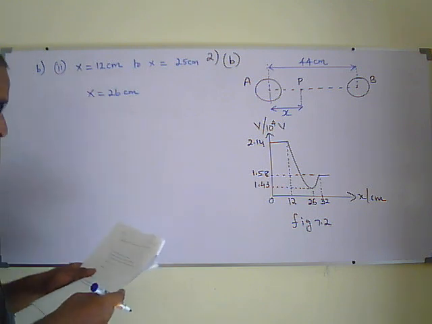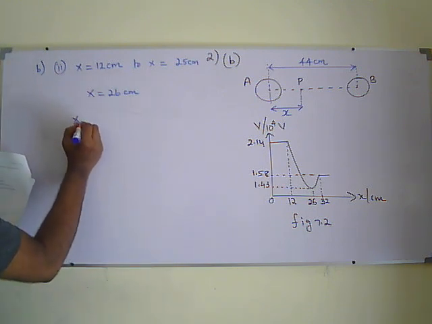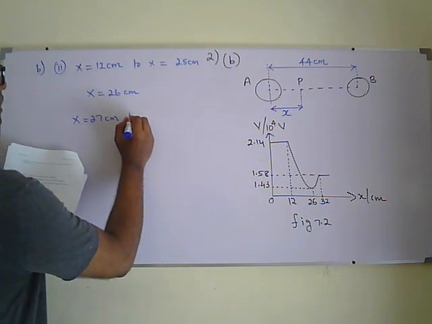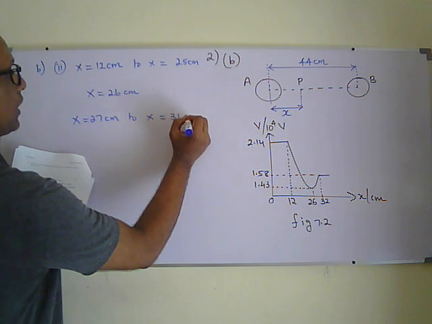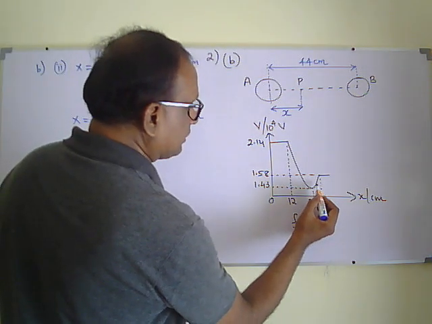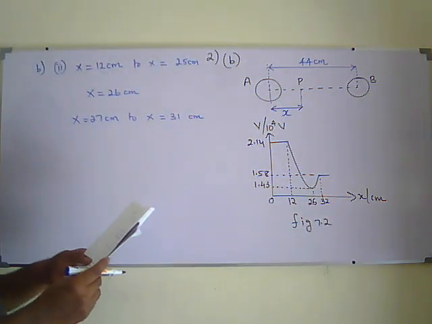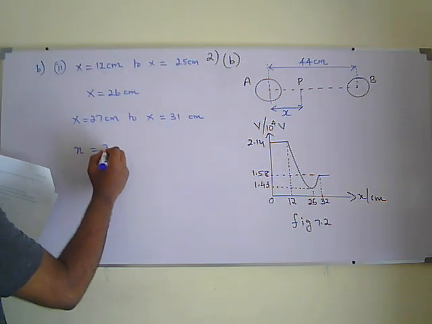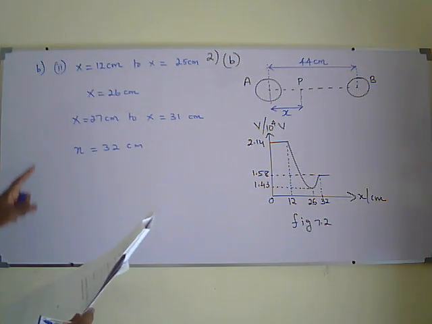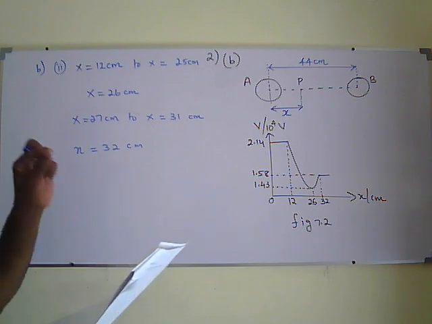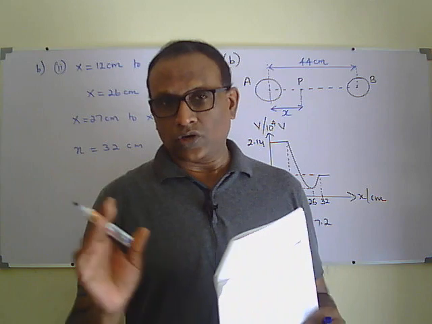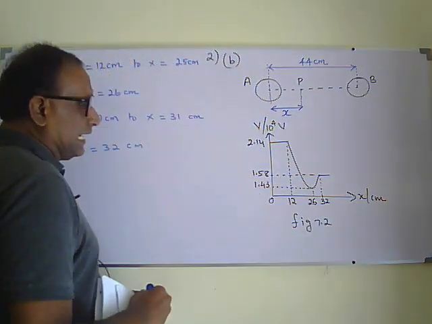What's happening to the speed? Then when it moves from x equal to 27 centimeters to x equal to 31 centimeters, that is somewhere from here to here, right? Then x equal to 32 centimeters. We need to answer 4 different parts, 1 mark each. If the small description and the statement are correct, you will get that 1 mark. Okay, a small explanation.